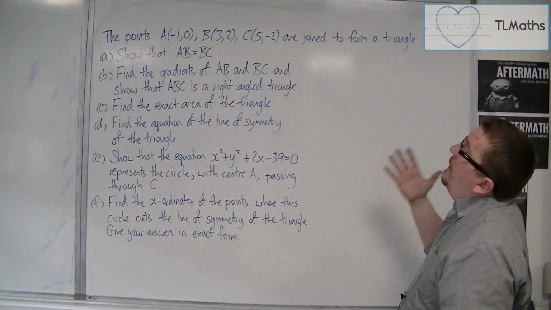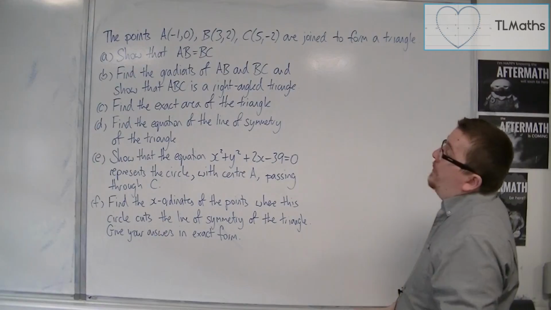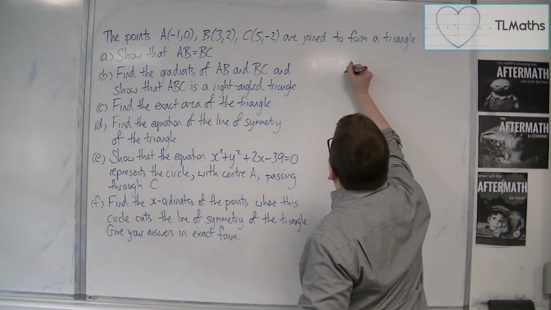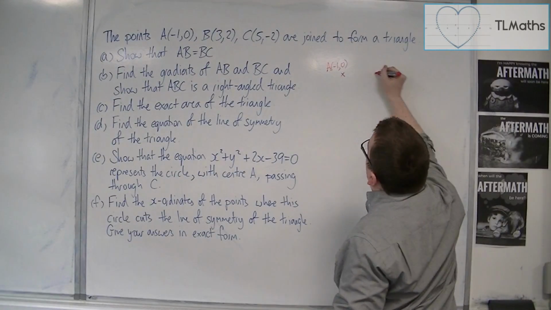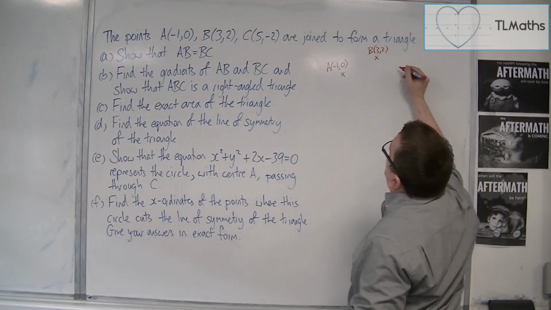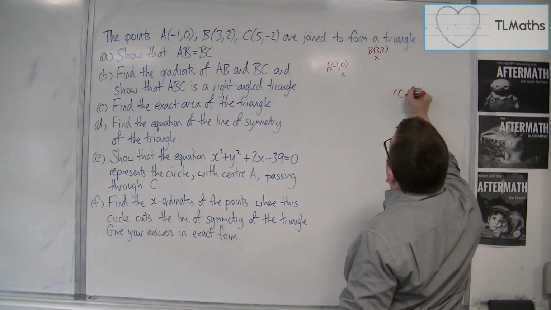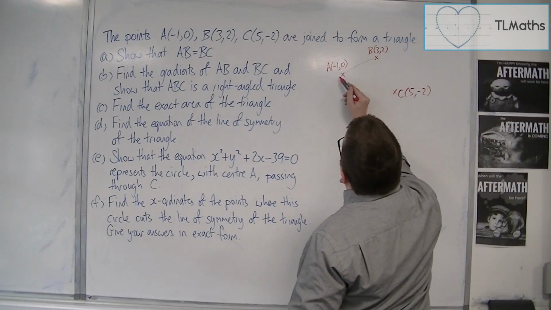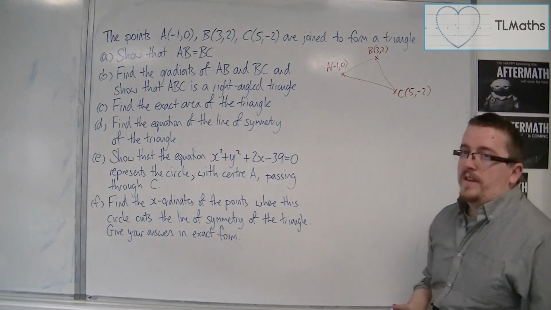The points A, B and C are joined to form a triangle. Right, before we read any further, it would make sense to do a little diagram of where A, B and C are positioned. So A is at minus 1, 0, so that's where A can be. B is at 3, 2, so it's further along and slightly up. So that can be B. And C is further along still, but it's going to be a little lower than A. Okay, so there's C at 5, minus 2. And these are joined to form a triangle. Okay, that's a very poor triangle, but we can kind of get the shape.